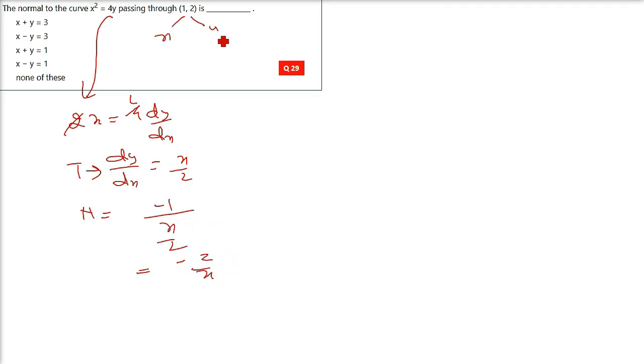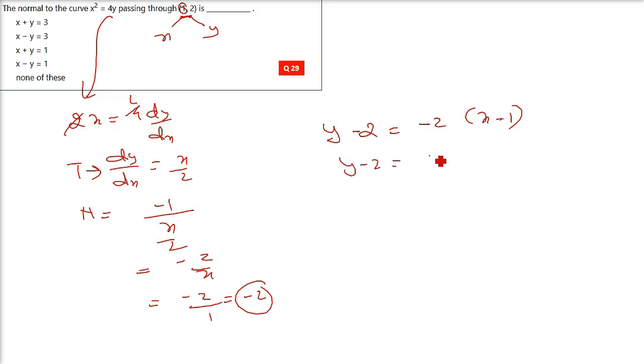So x you have to take as 1, y is equal to 2. Minus 2 by 1, that is minus 2. Now this is the slope of the normal. We already have the point (1, 2). So y minus 2 equals minus 2 times (x minus 1). When you solve this, y minus 2 equals negative 2x plus 2. So it will be 2x plus y minus 4 equals 0. So 2x plus y equals 4. That is none of these.